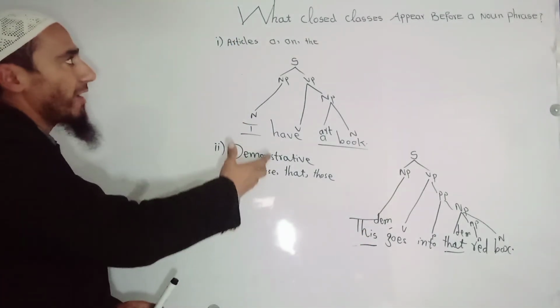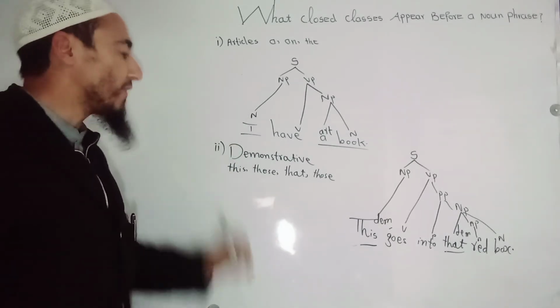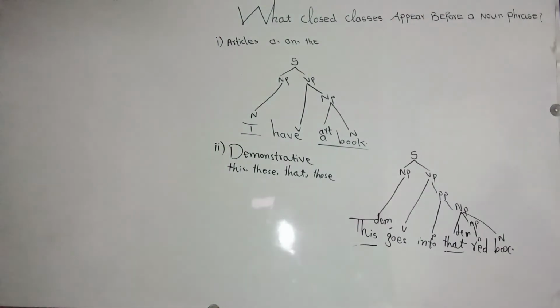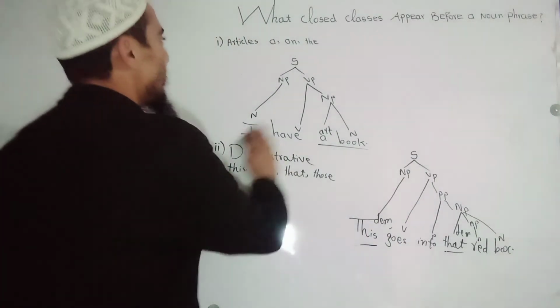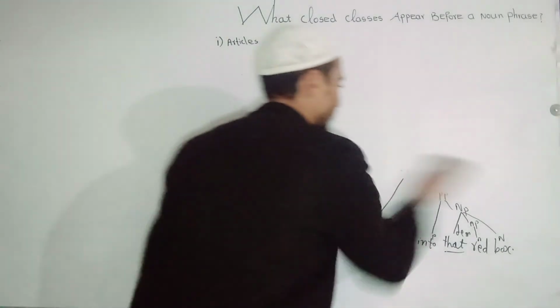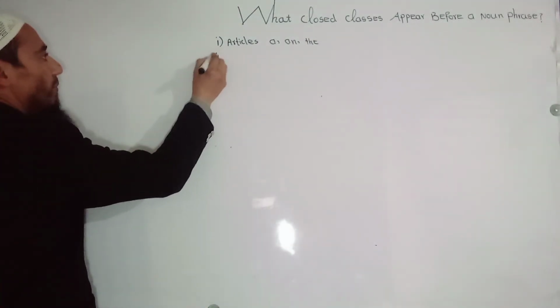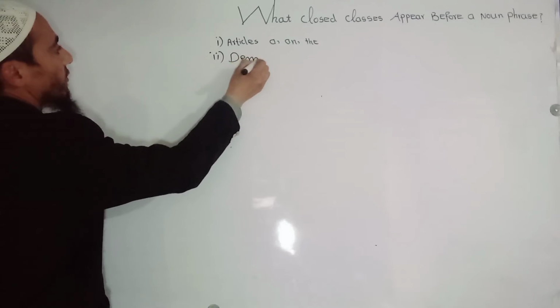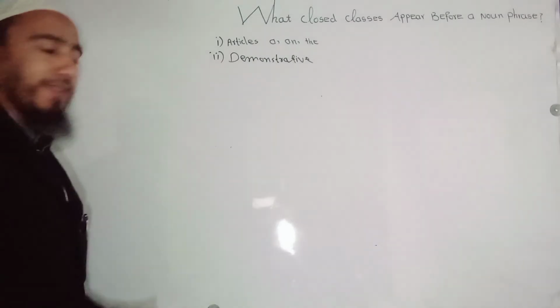Okay, we talk about what closed class words appear before a noun phrase. So the first one is article and the next one is demonstrative. Okay, so now let's come to some other examples. These two, I think they are clear to you. We talk about articles, that articles appear before a noun phrase. We talk about demonstratives, which also appear before a noun phrase.